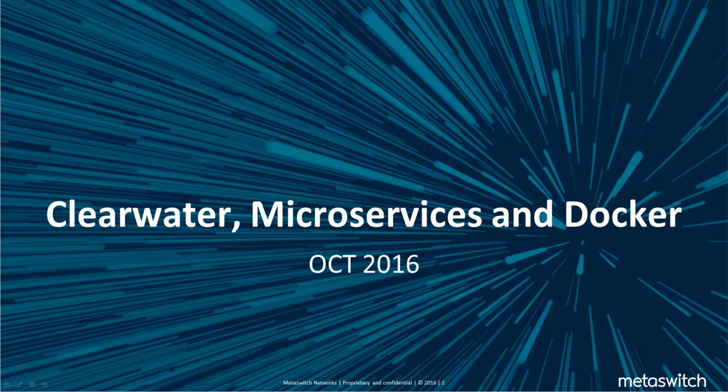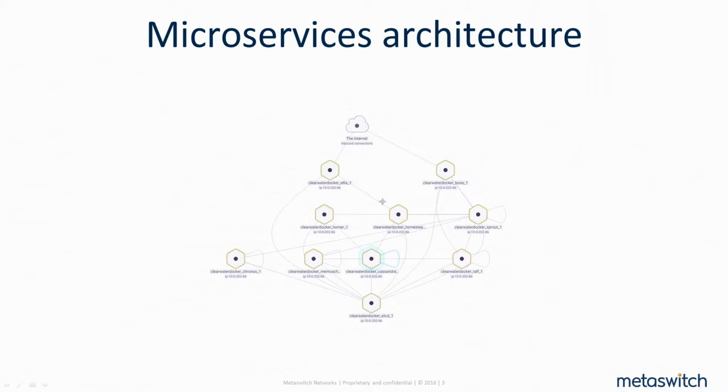This video demonstrates how easy it is to run Clearwater deployments as a set of self-contained microservices using Docker. For those not familiar with the terminology, microservices is the name of a software architecture where complex applications are designed, implemented, and deployed as a collection of smaller self-contained microservices. Each microservice typically serves a specific, well-defined purpose, and the separate microservices communicate via a lightweight, often HTTP-based API.